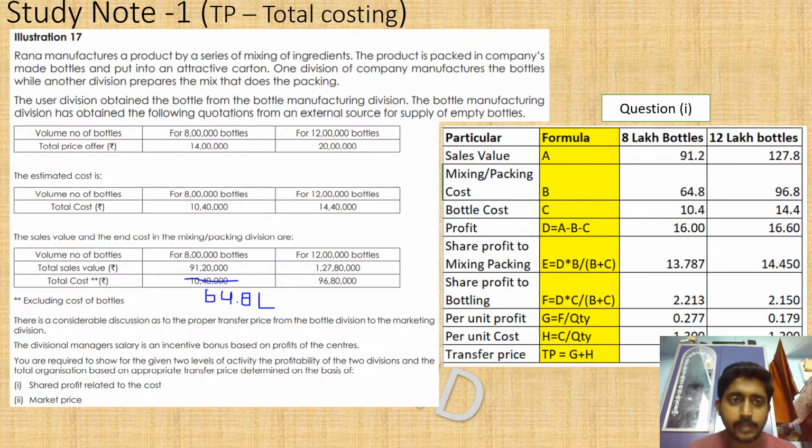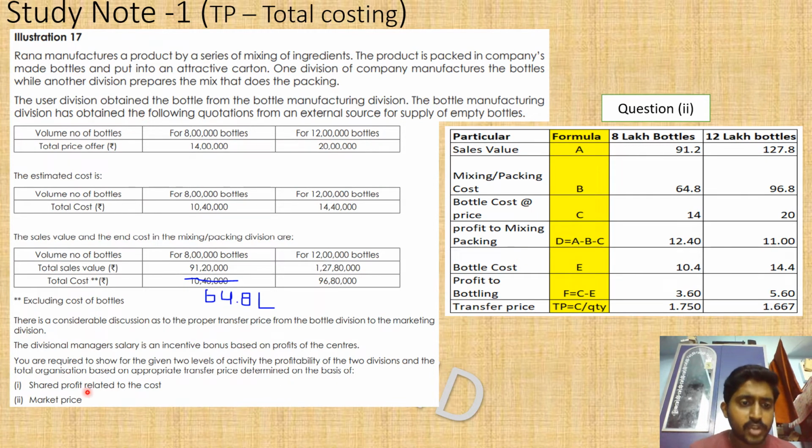Let me move to the next slide. Okay, so now we are answering the second question, which is on the market price. Here also the sale value is not going to change, 91.2 lakhs and 127.8 lakhs. While doing the problem, I have done all this calculation in lakhs, so you can put above the table all the values in lakhs as a bracket, or like the book, you can also calculate in the absolute numbers itself.